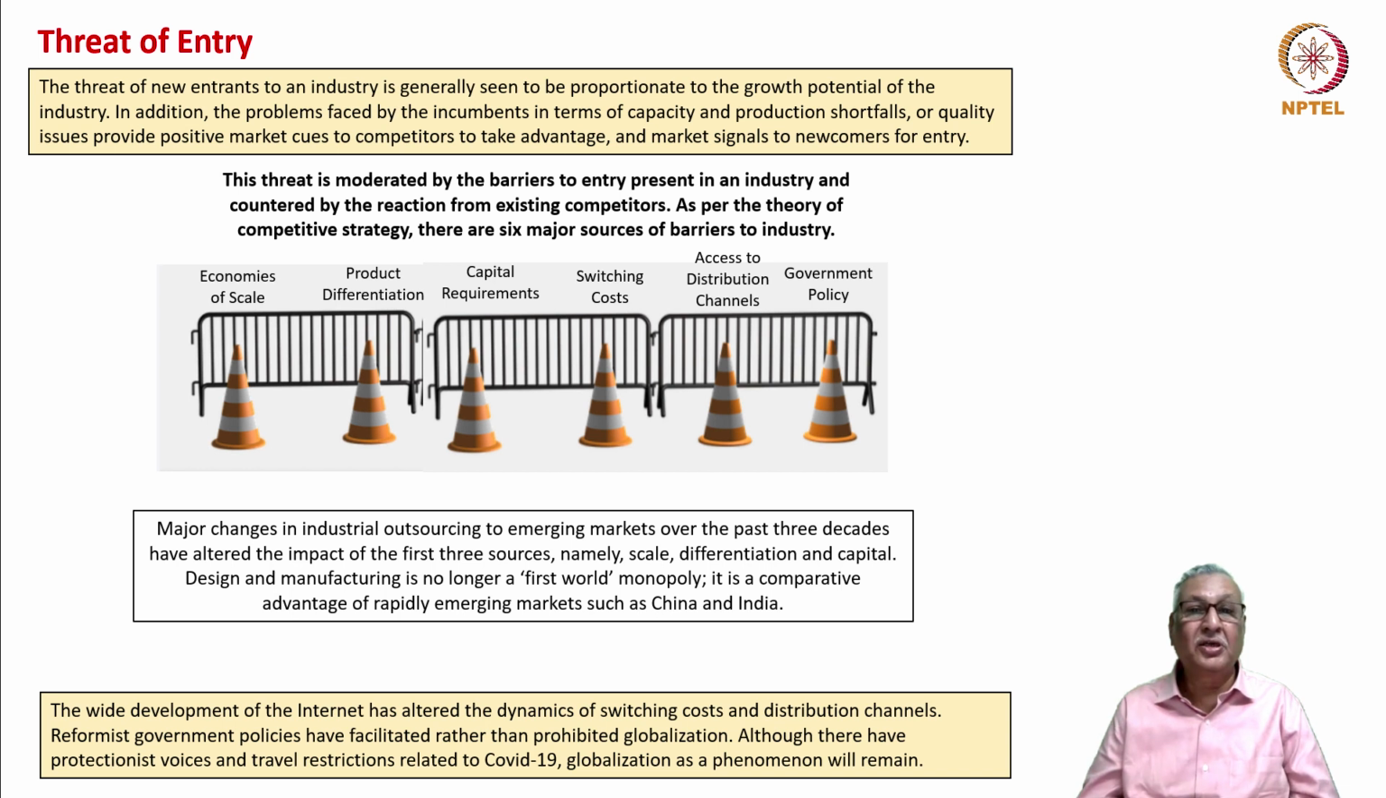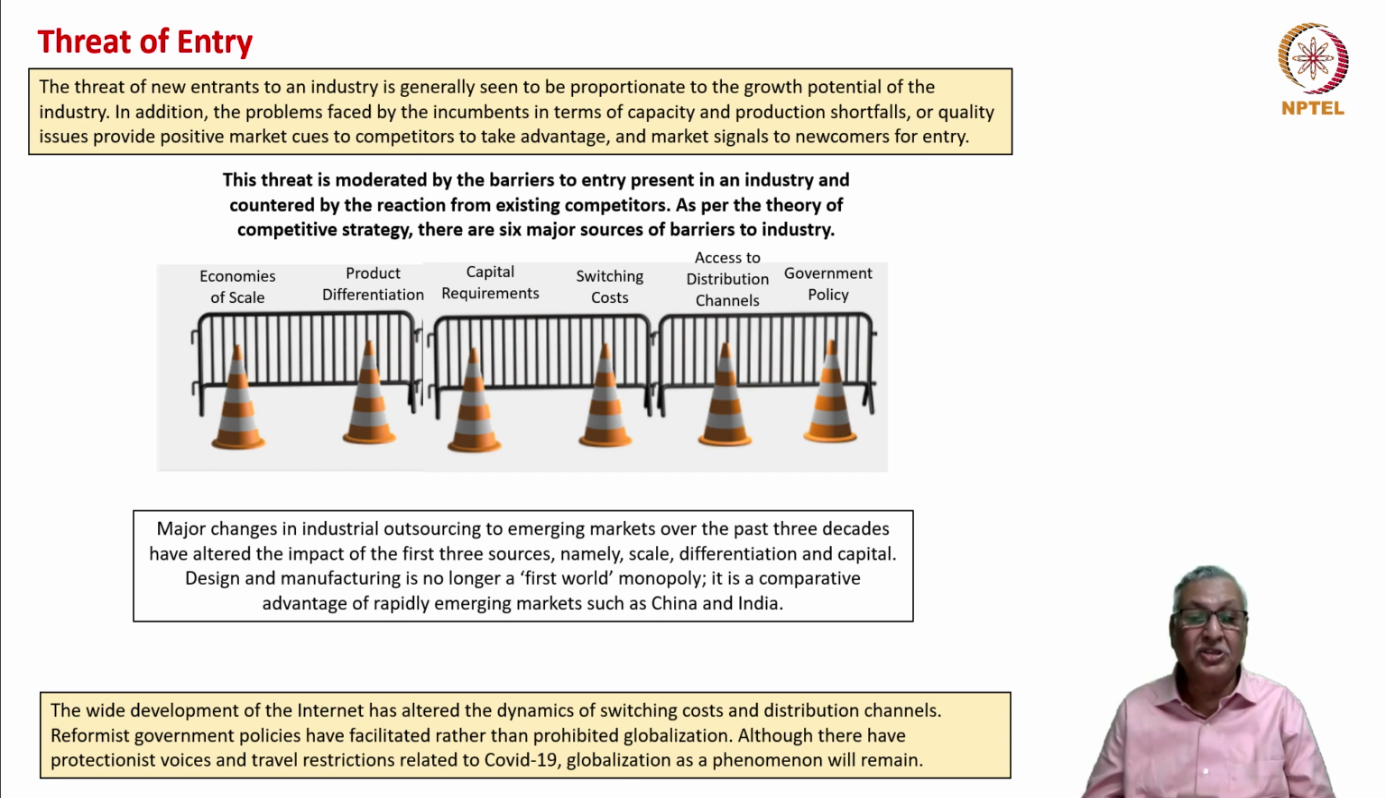Now let us look at the threat of entry. The threat of new entrants to an industry is generally seen to be proportionate to the growth potential of the industry. In addition, the problems faced by the incumbents in terms of capacity and production shortfalls or quality issues provide positive market cues to competitors for taking advantage and providing market signals to newcomers for entry. Now, this threat of entry is moderated by the barriers to entry: economies of scale, product differentiation, capital requirements, switching costs, access to distribution channels, government policy. These are the 6 major sources of barriers to industry.